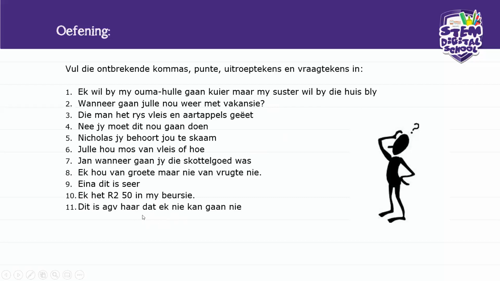Dit is as gevolg van haar dat ek nie kan gaan nie. So that is an afkorting. And remember, I said with afkortings, something should be put in there. Dat ek nie kan gaan nie, and then there should be another thing in there. The sentence is very sick, guys. It must go to the hospital. It needs a whole new transplant here. It's a very sick sentence.